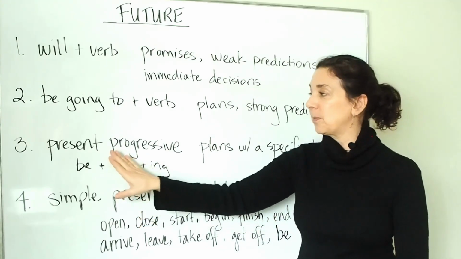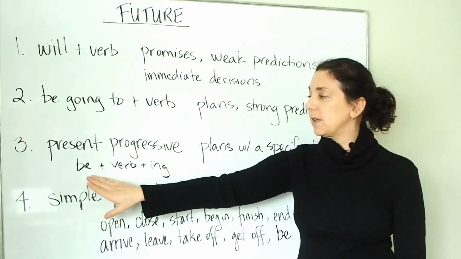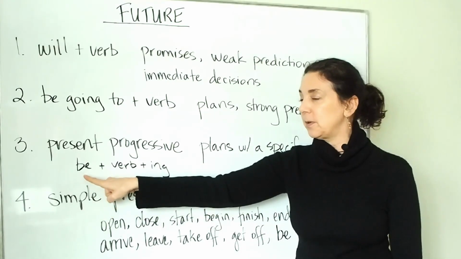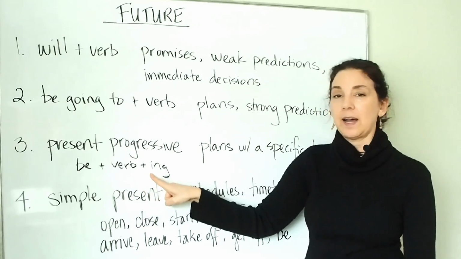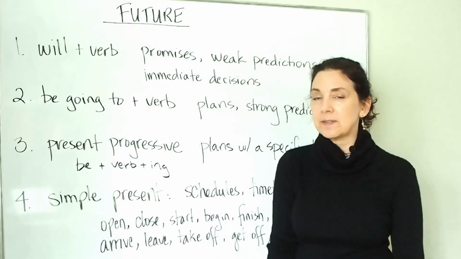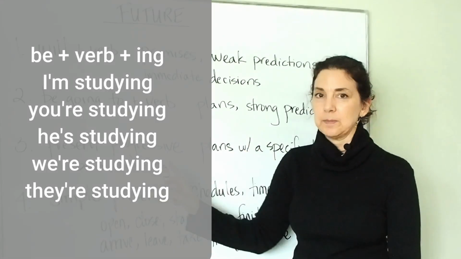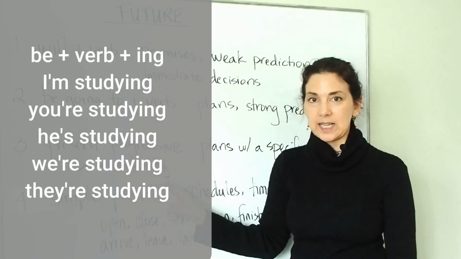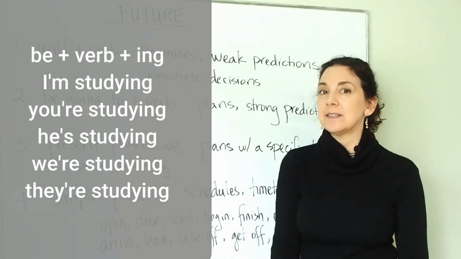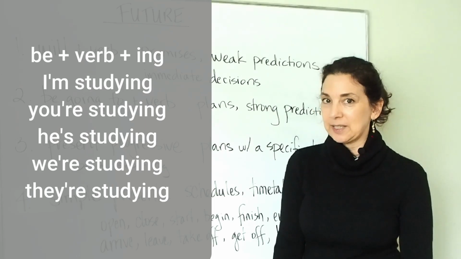So first of all, with present progressive, also known as present continuous, you want to remember that the form is the verb be plus verb plus ing, okay? And remember that the be verb has to be conjugated for each of those people. For example, I'm studying, you're studying, he or she is studying, we're studying, they're studying.